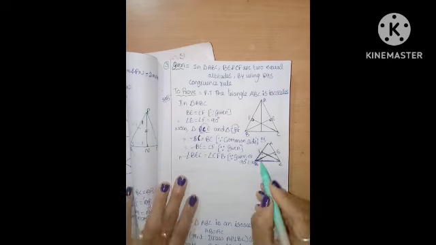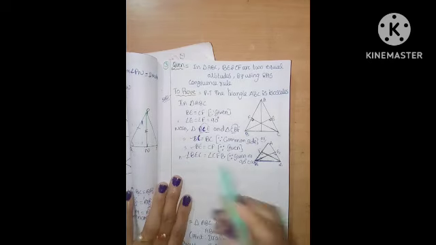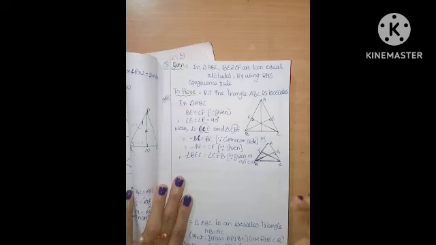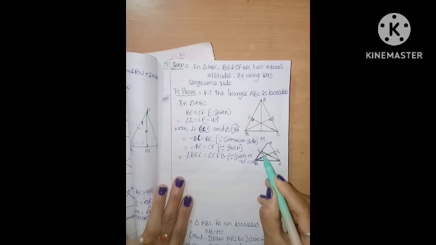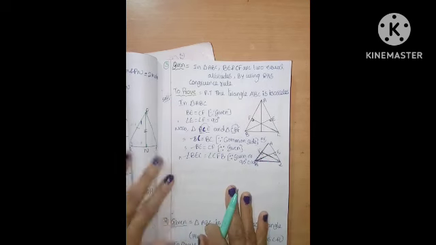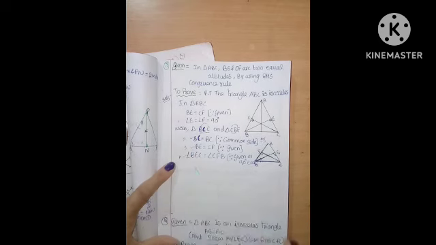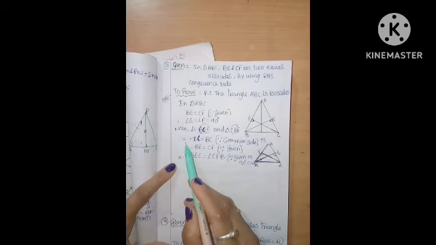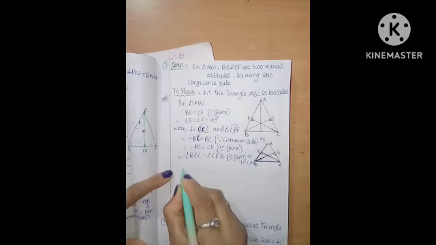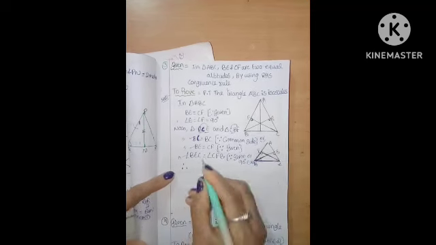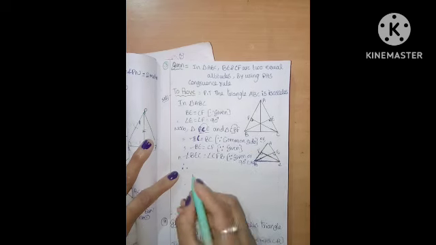Why is SAS not used? Do not use this congruence rule. Are you understood? This is the perpendicular right angle only. This right angle is given. So that's why we do not use this congruence rule, the SAS rule. Since the rule is the RHS congruence rule, these two triangles are equal.